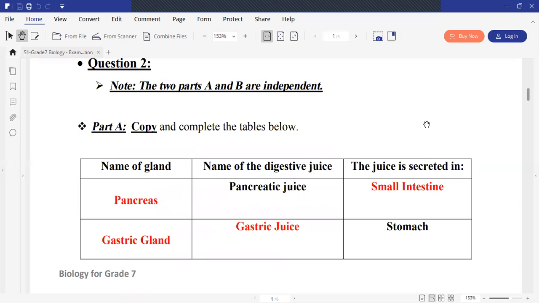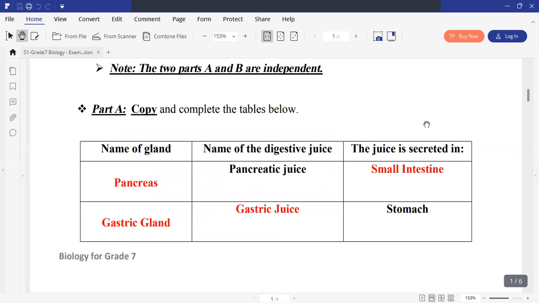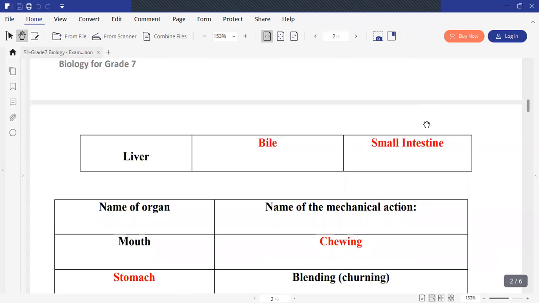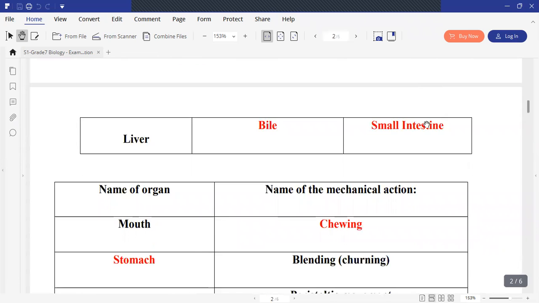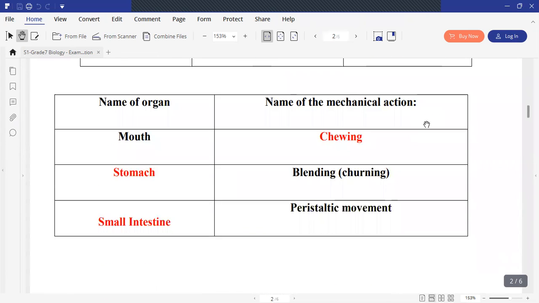What is the name of the gland that is found at the level of the stomach and secretes juice at the level of the stomach? Sure, it's the gastric gland and the gastric juice. The liver secretes bile in the small intestine. This table is showing the types of mechanical actions. First we have the mouth, with chewing; the stomach, with churning; and the small intestine, with peristaltic movement.